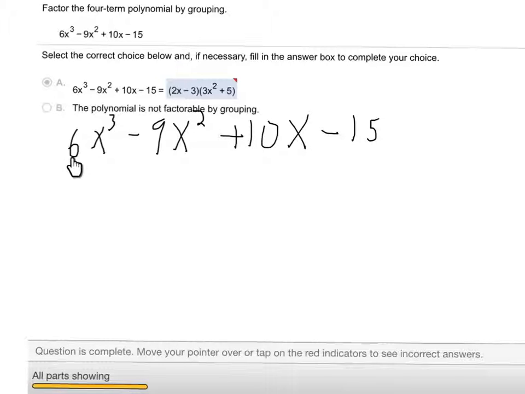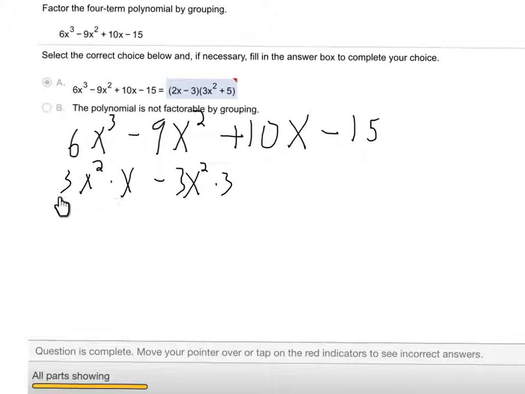First pair of terms, you've got a 6 and a 9. The biggest common factor there is 3. And then you have an x cubed and x squared. The biggest factor there is x squared. And so if I take this slowly and I write this as the GCF 3x squared times the other factor x, and then 3x squared times the other factor 3.